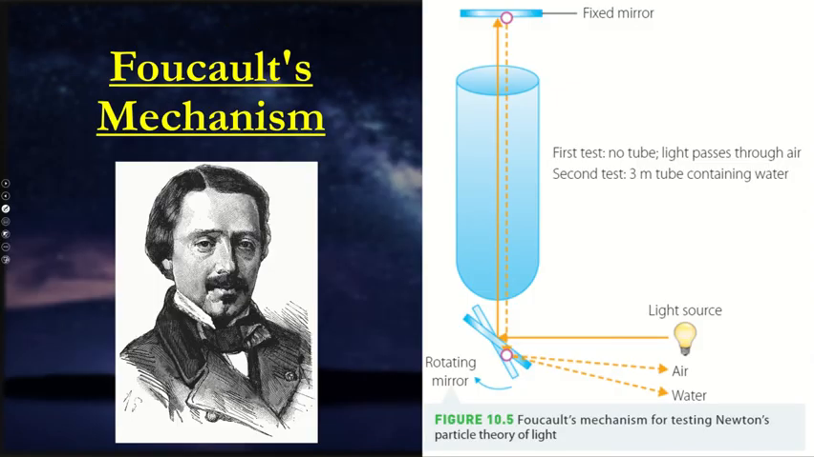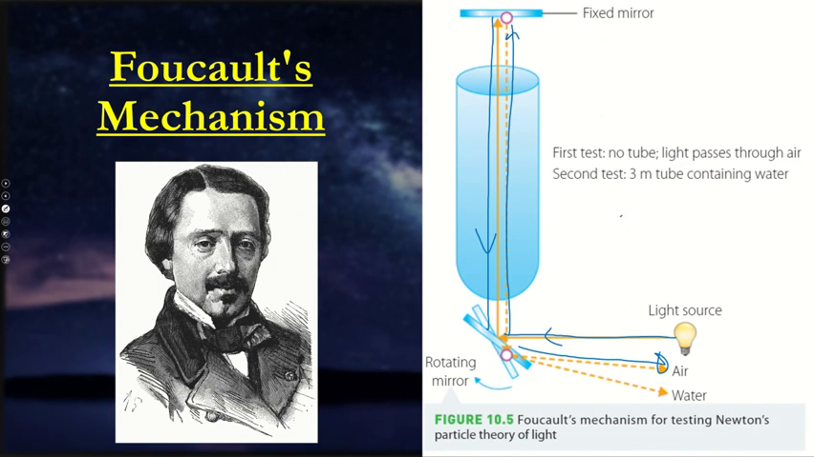You had another man, Foucault's mechanism. If you remember what he did, he measured the speed of light. His way of measuring it, just for those who forgot, is you shine the light source onto a rotating mirror that deflects it through a tube, hits another mirror, and the light comes back and reflects towards you. Now, if you know the speed of light, you should be able to work out the angle.